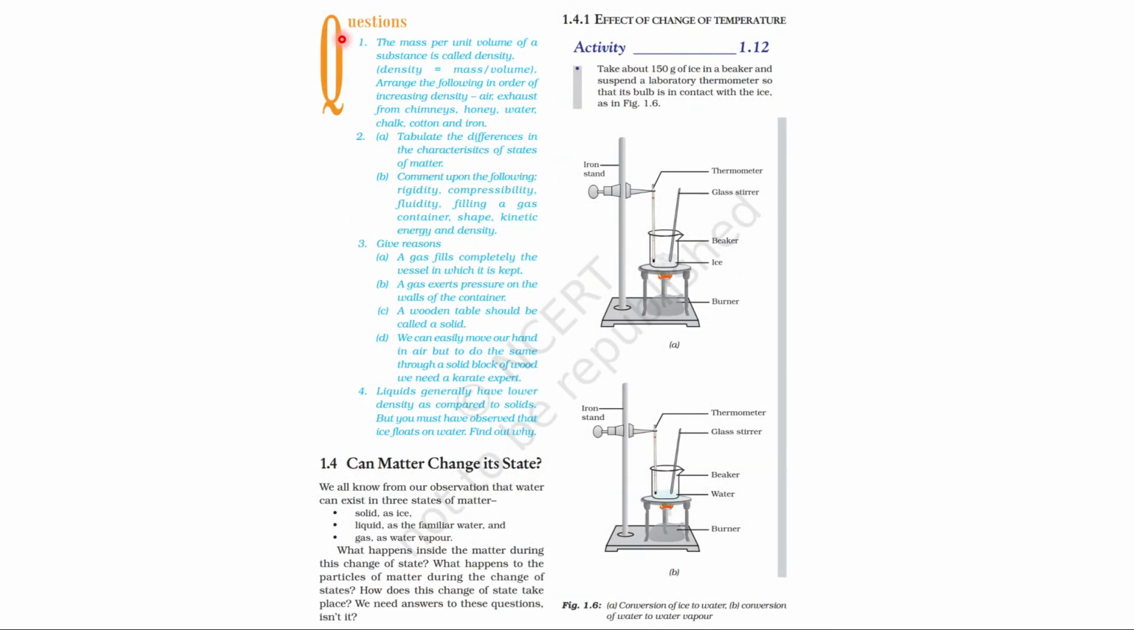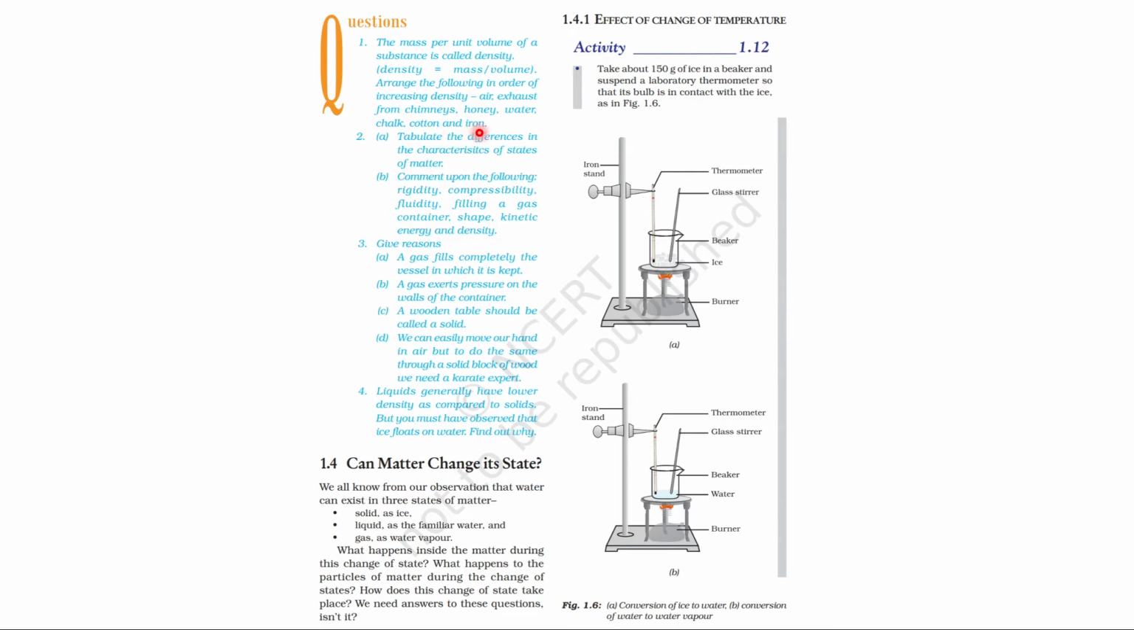First question. The mass per unit volume of a substance is called density. Arrange the following in order of increasing density. As you know, solids have high density, liquids are less dense, and gases have very low density. So let us arrange according to the order of increasing density: air, exhaust from chimney, cotton, water, honey, chalk, and iron.